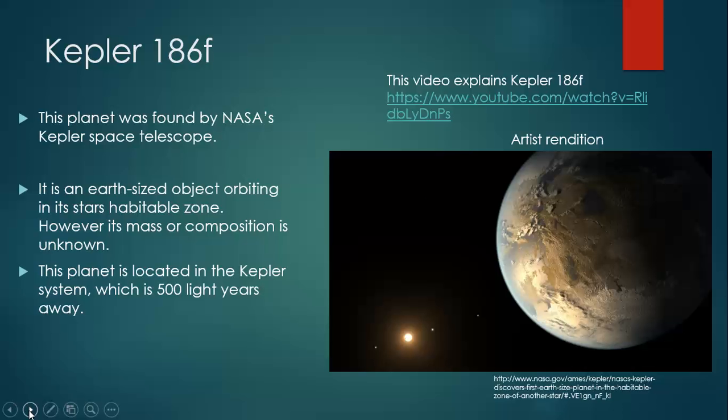Kepler 186f is a planet found by a NASA space telescope. It is an Earth-sized object in a Sun-like star's habitable zone. However, its mass or composition is unknown. It is 500 light-years away, and NASA scientists say that it is a rocky planet. The URL above is a video about this planet's discovery and makeup.